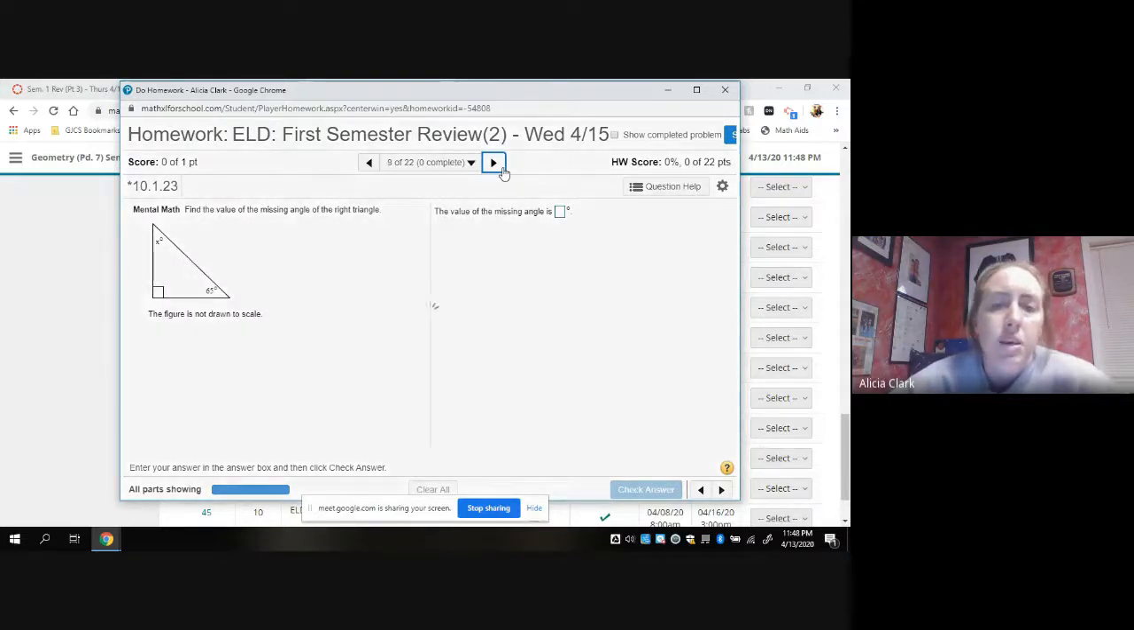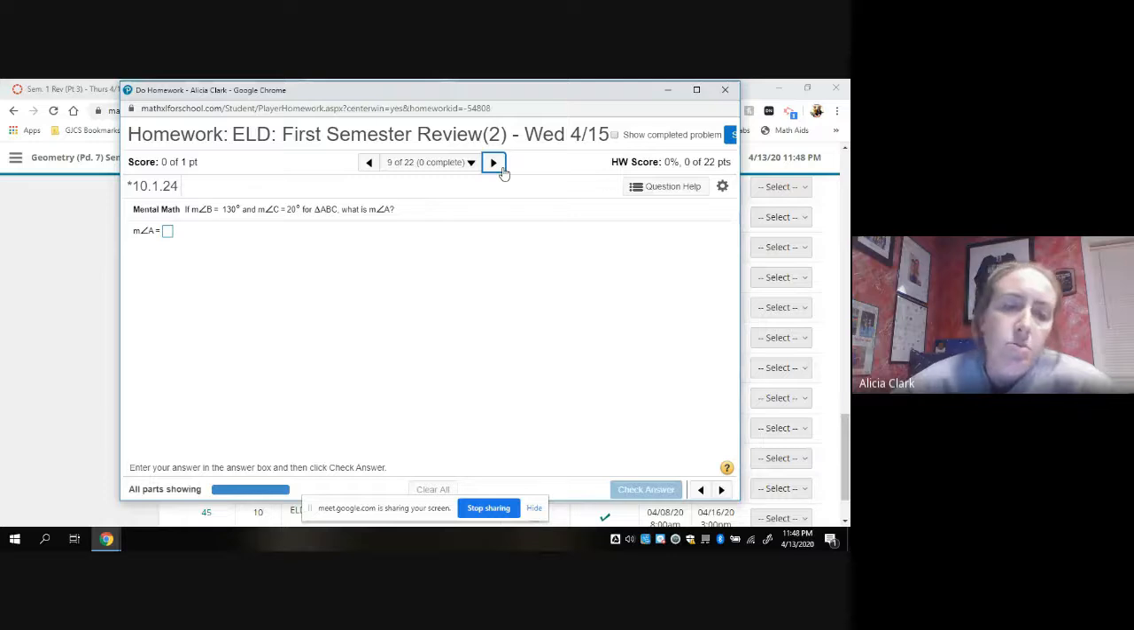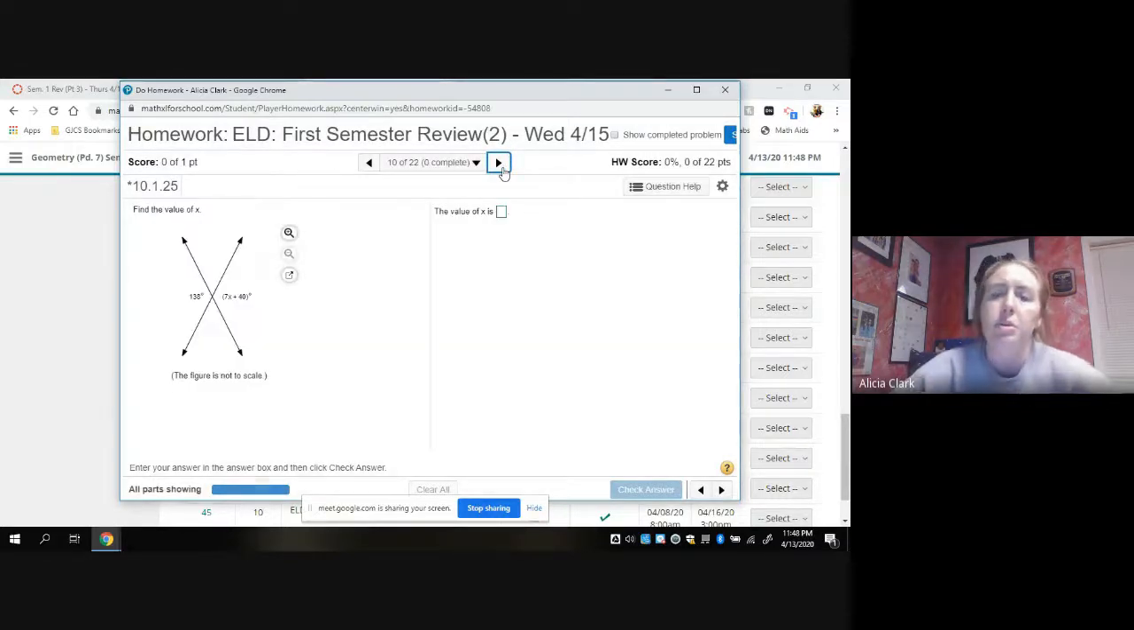Another one, finding the missing angle of the triangle. This one, same idea. What is the third angle in the triangle? If one of them is 130 and the other one's 20, what would you find? Again, subtracting the ones you know from 180.